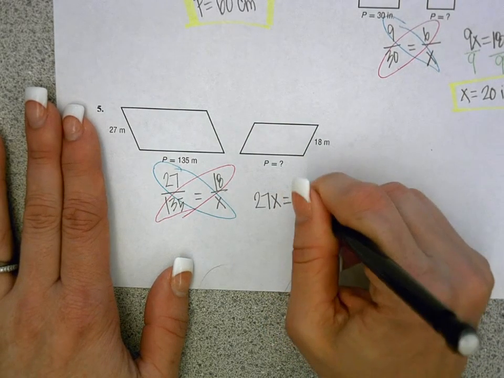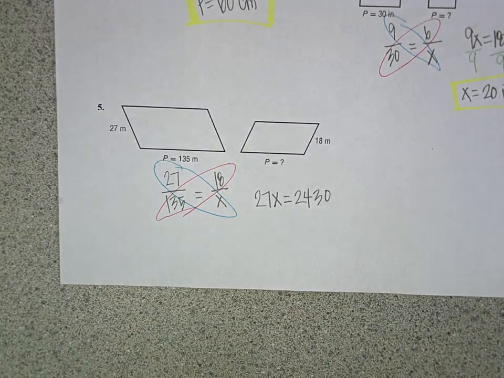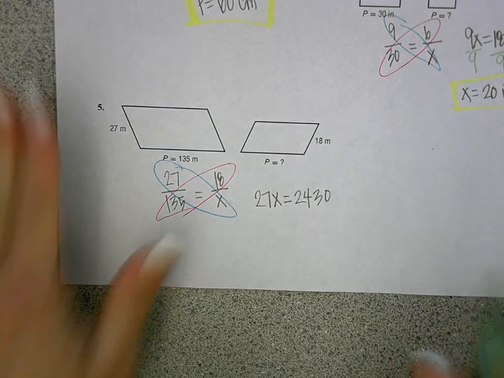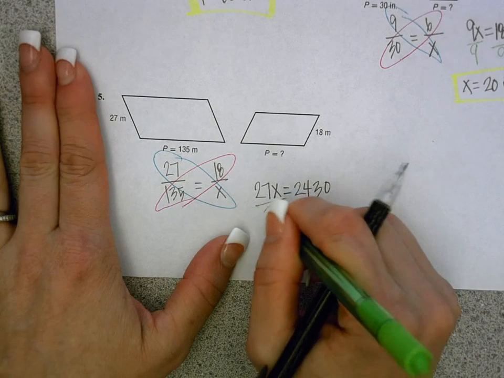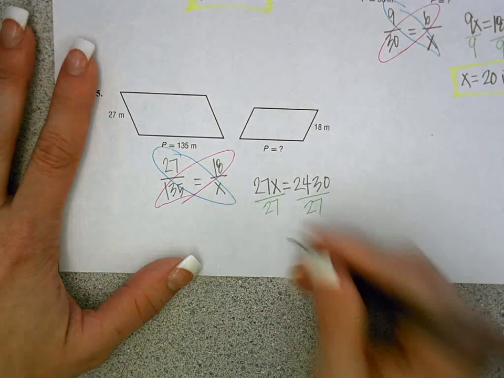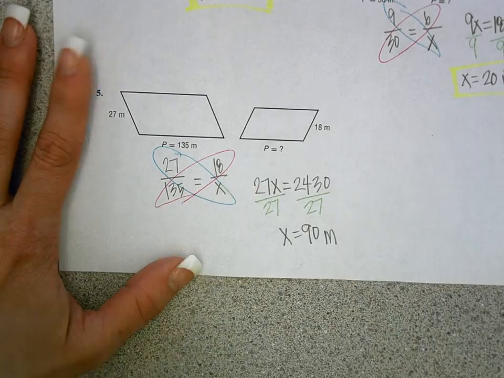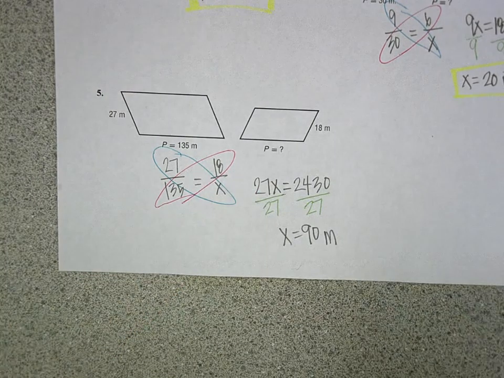27x will be equal to 2430. Then to get x by itself, you divide both sides by 27. You can use a calculator and you'll get x equals 90. And this is meters. 90 meters.